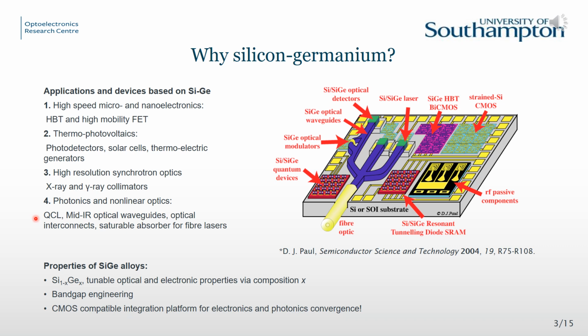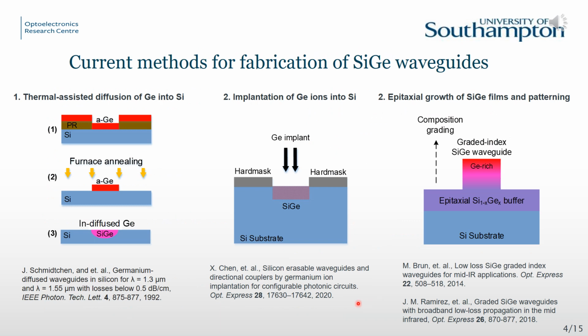As silicon germanium is a CMOS-compatible material, it can be used as an integration platform for the convergence of electronics and photonics, where various components can be produced on chip, as illustrated in the figure. Silicon germanium waveguides have recently received interest for mid-infrared applications in integrated photonics due to low optical losses between 1 and 2 dB per centimeter in the wavelength range of 2 to 8 micron, and their optical properties tunable via compositional engineering. Fabrication of waveguides in silicon germanium alloys can be accomplished in several ways.